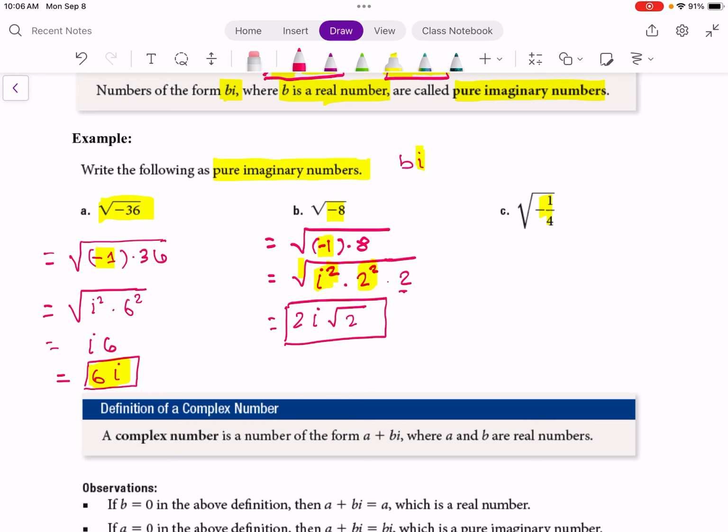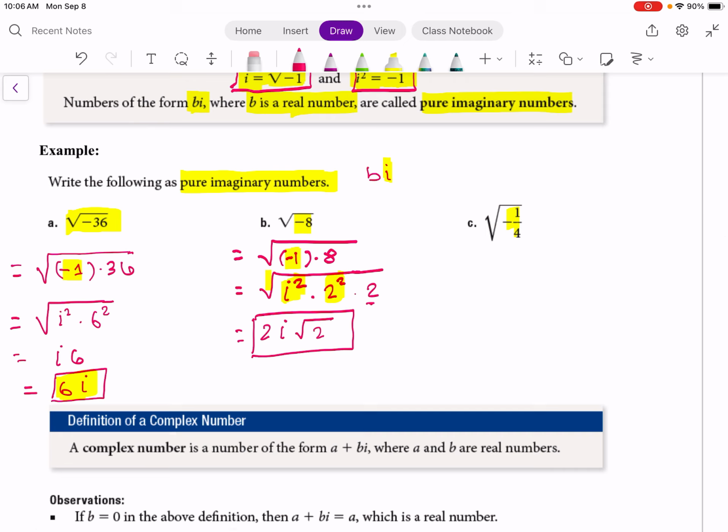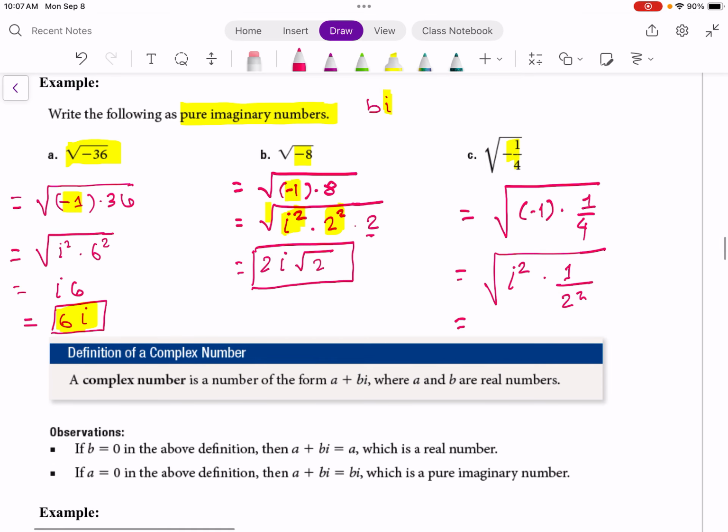Okay, in a similar way, we can rewrite number C. So here we have the square root of negative 1/4. Let's rewrite this as negative 1 times positive 1/4. The next step, we replace negative 1 by i squared, times 1/4, which we can write as (1/2) squared. Now let's find the square root of each.